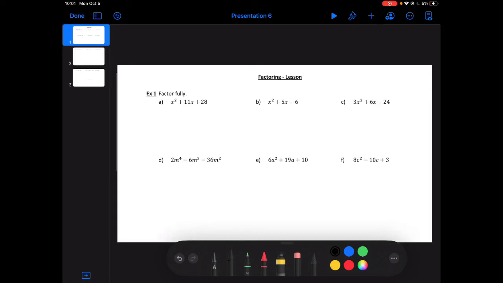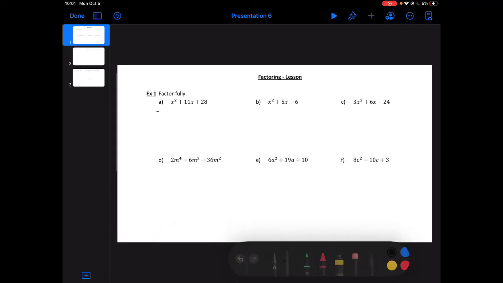This video goes over a wide range of factoring examples. The first example that we have here is a simple trinomial. We're looking for two numbers that multiply to 28 and add to 11. Those two numbers are positive 7 and positive 4.